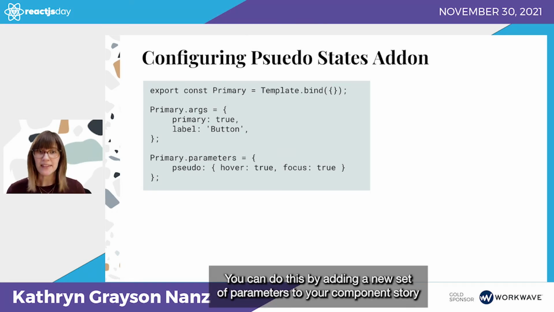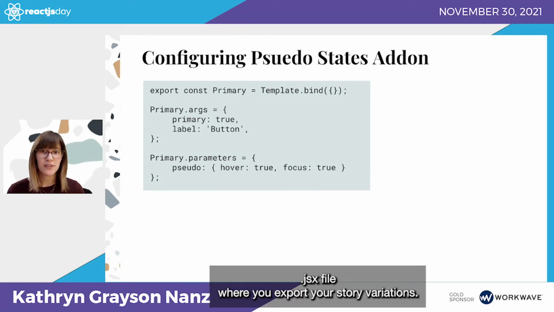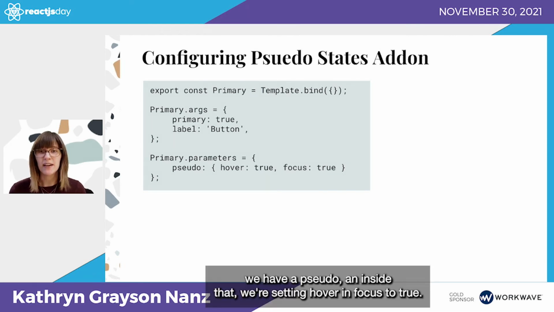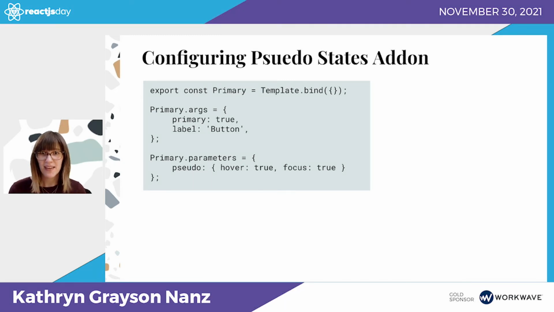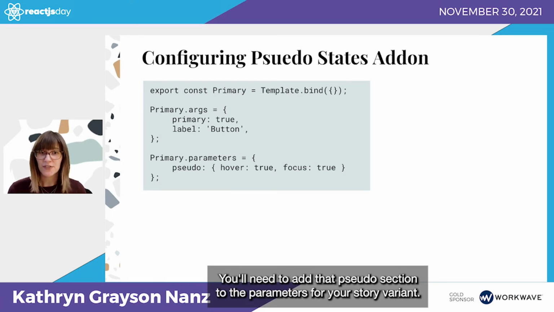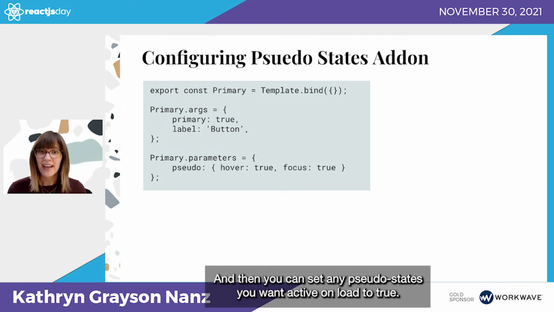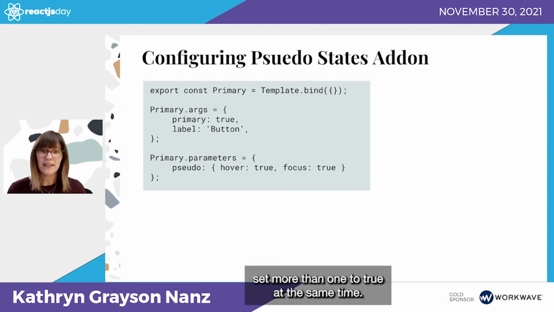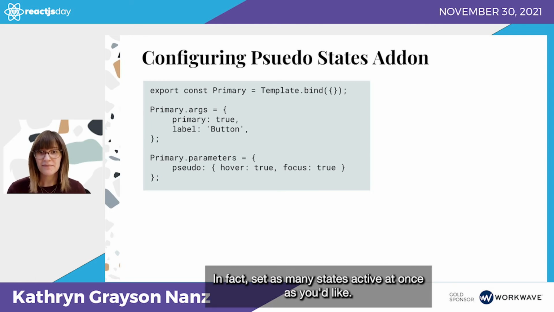You can do this by adding a new set of parameters to your component story.jsx file, where you export your story variations. The code will look like this example. You can see here our primary parameters. We have a pseudo, and inside that, we're setting hover and focus to true. You'll need to add that pseudo section to the parameters for your story variant, and then you can set any pseudostates you want active on load to true. You can also, as you see in the example, set more than one to true at the same time. In fact, set as many states active at once as you'd like.